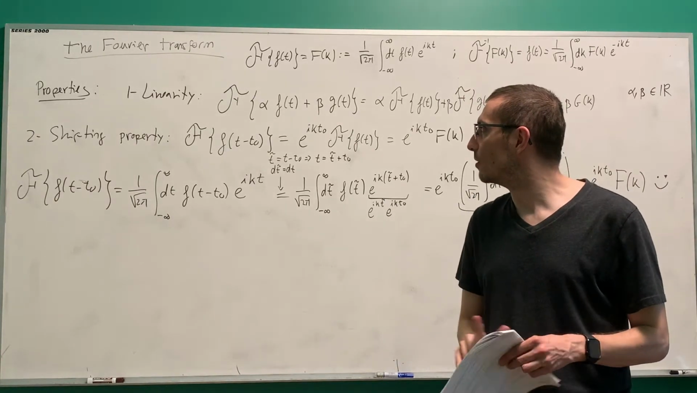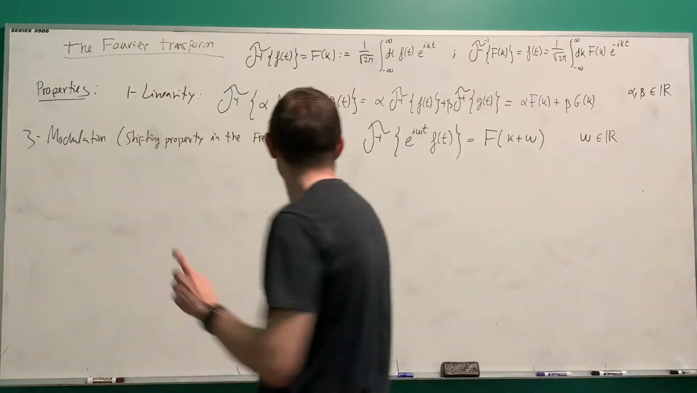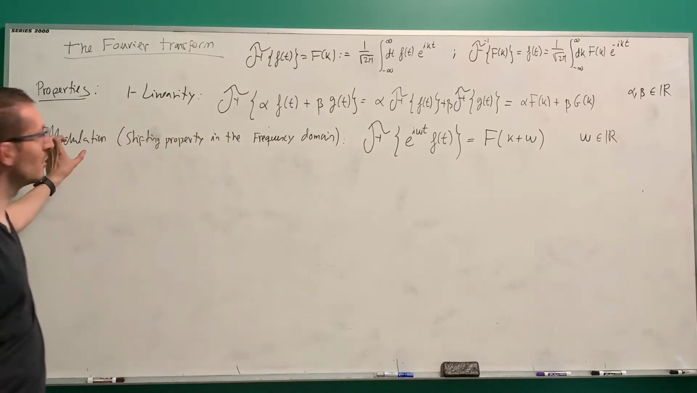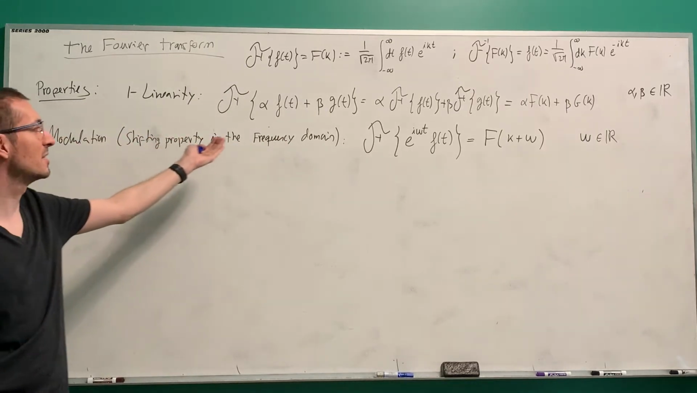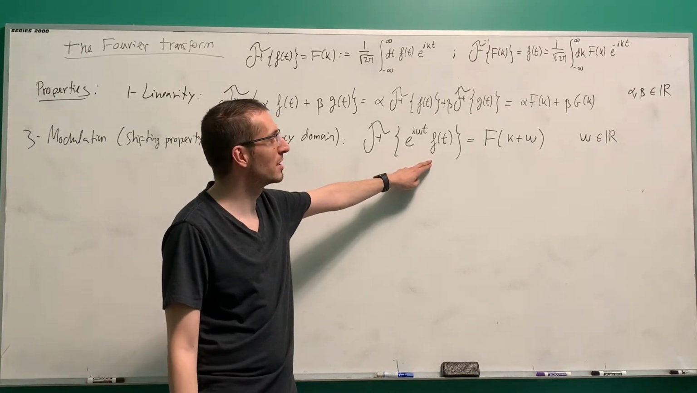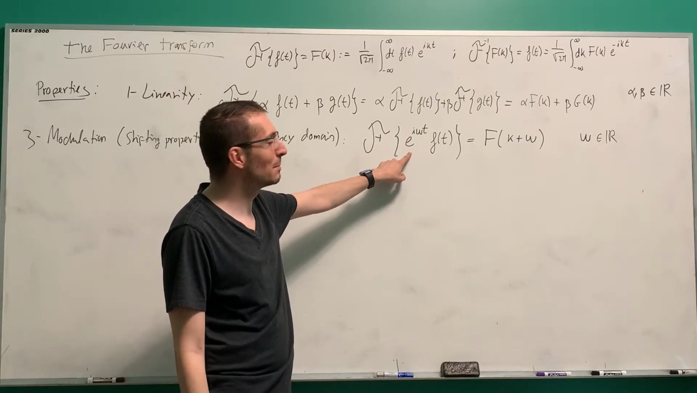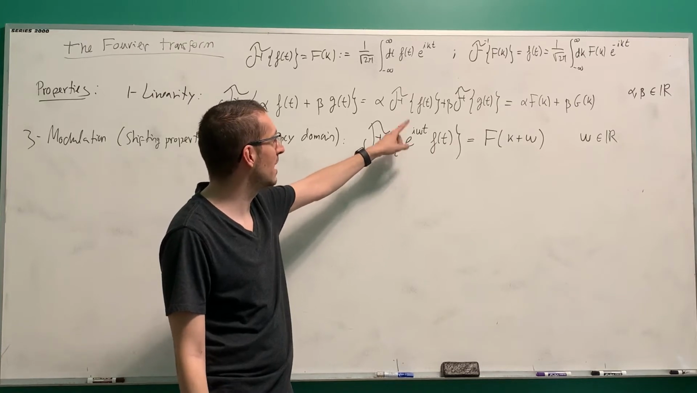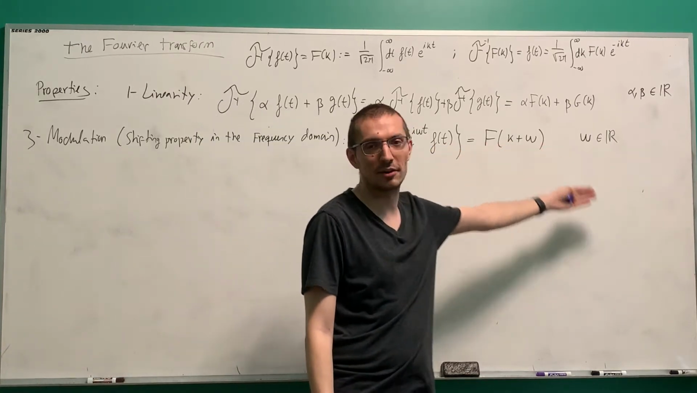Okay, so let's do another property. All right, this one, modulation, also called the shifting property in the frequency domain. Basically, if I take a function f of t whose Fourier transform is f of k, then if I multiply by an oscillatory function like e to the i omega t, I shift in the frequency domain.